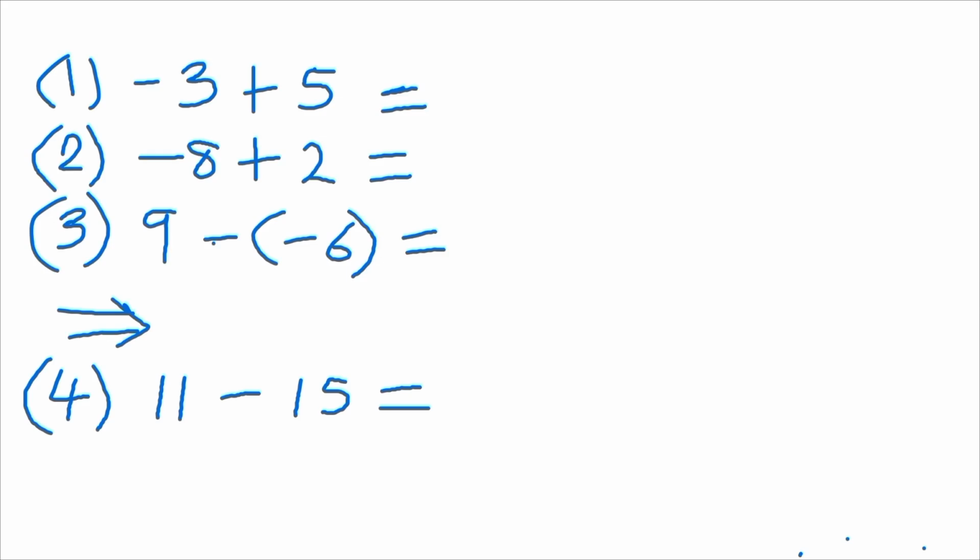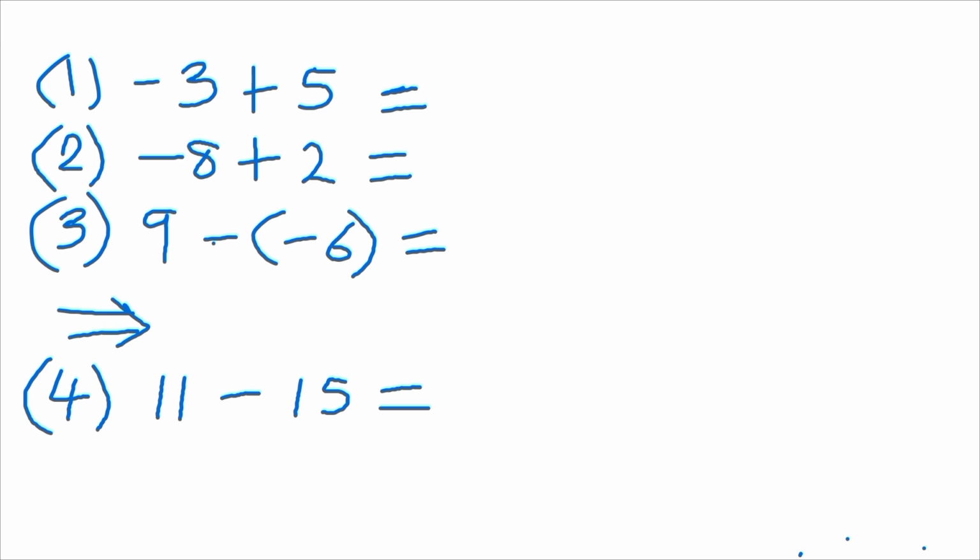The first question says minus 3 plus 5. So what we need to look at here is their signs and their values. The first number is negative 3 and the second number is positive 5. Between 3 and 5, which one is higher? I'm talking about ignoring the signs now. When you ignore the signs, between 3 and 5, which one is higher?